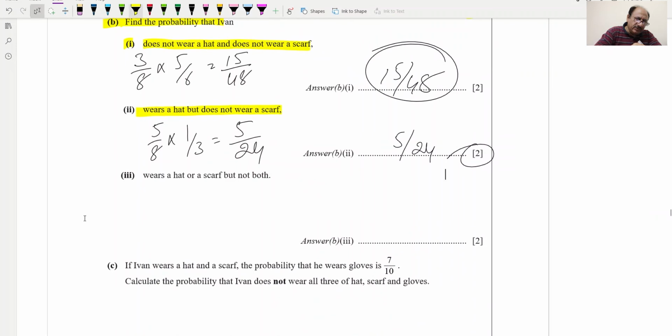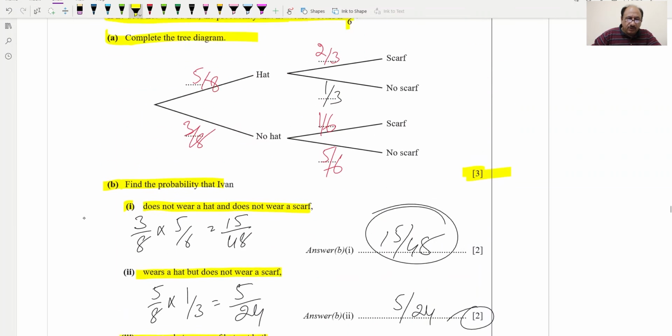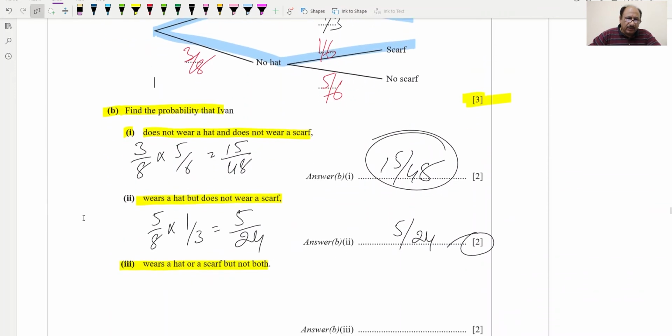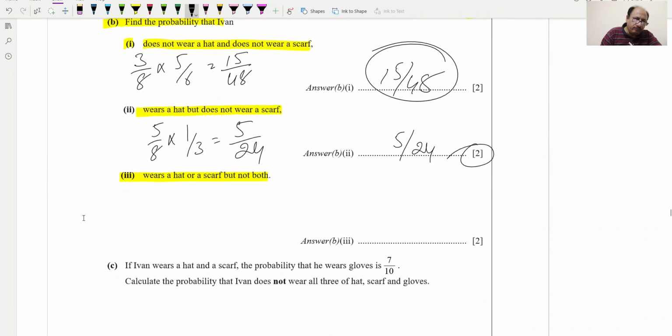Then wears a hat or a scarf but not both. Wears a scarf will be this section, and wears a hat will be this, but not both. So we will take this branch and this branch. One of them should be yes, the other one should be no, and we will add the products of those.